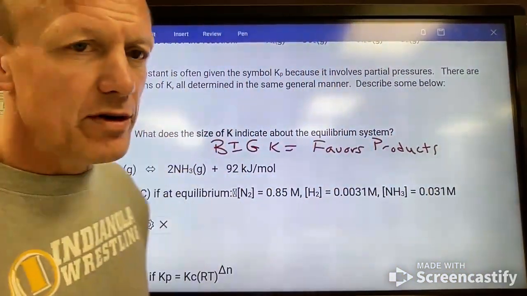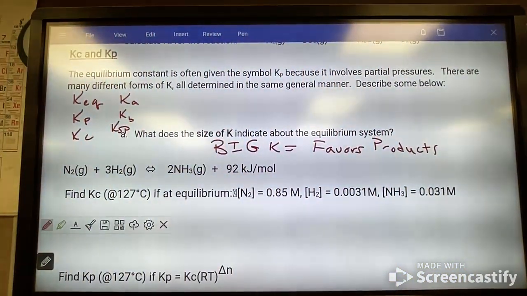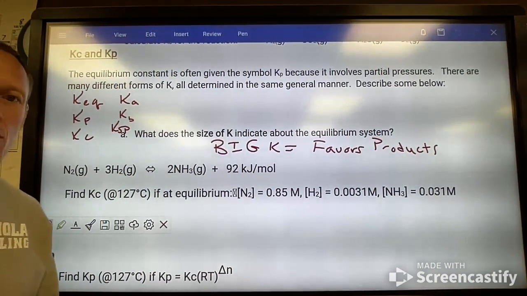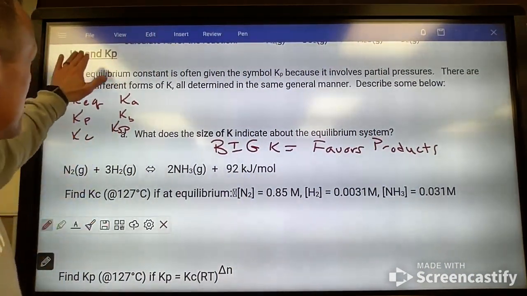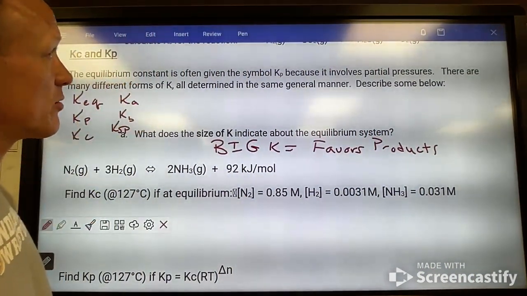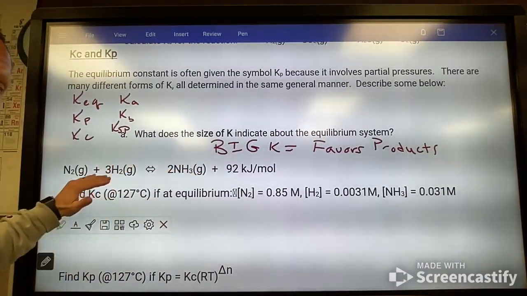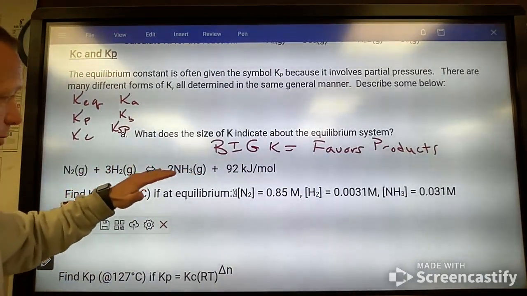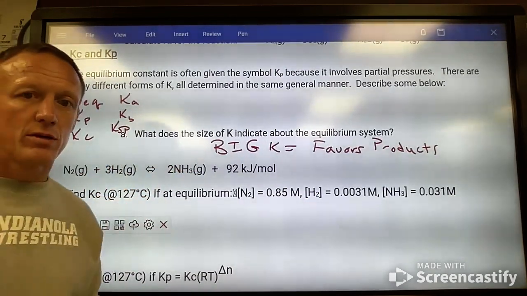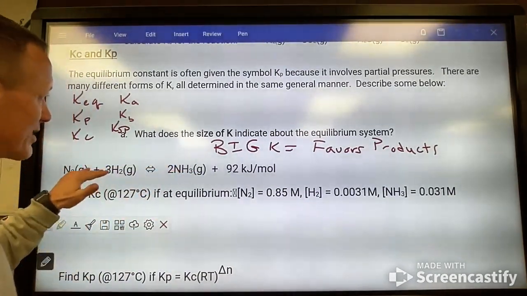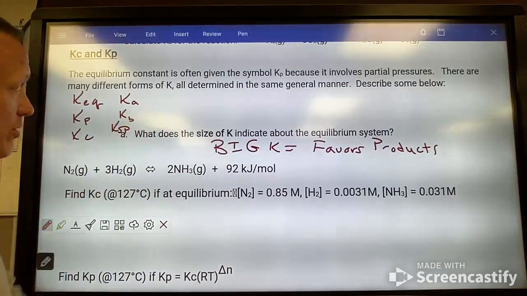Here's page 2 of your gas equilibrium notes. Maybe not one of the more important things here, but this is Kc versus Kp. So your equilibrium constant, which remember is your products over your reactants. It's the ratio of your products over your reactants at equilibrium. So what is that ratio of this over this at equilibrium? That's your K value, that's your equilibrium constant.